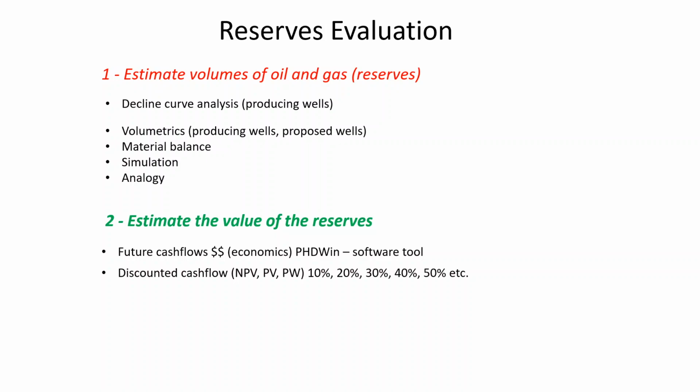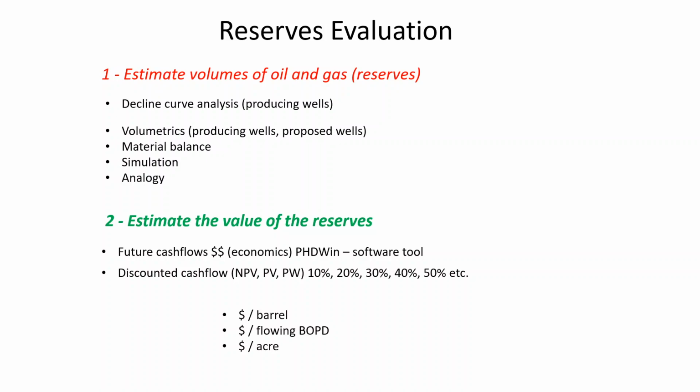But we can discount these cash flows in the software at various discount rates. 10% is the standard for reserve reports. But there's other ways of estimating the value of reserves. In some areas, from prior sales, we can determine that oil is worth $20 per barrel in the ground. So we can come up with a value that way.